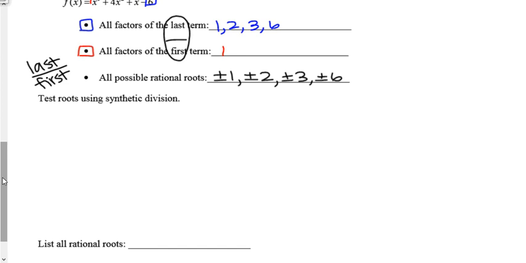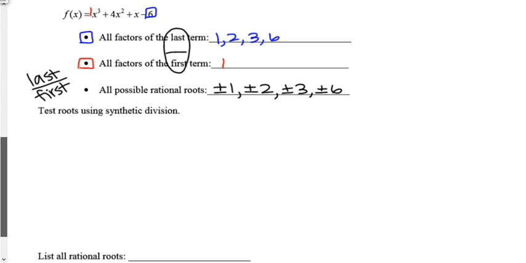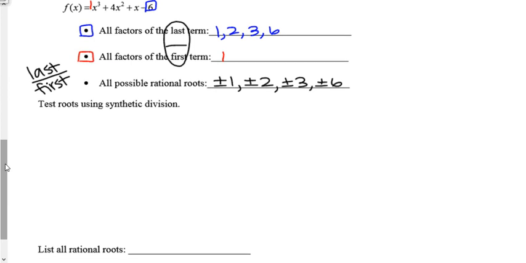So it says test roots using synthetic division. Well, we actually learned how to do this last class. So what we're going to do is test all of these until we do synthetic division and get a remainder of 0. So let's try one. I'm just going to start with positive 1. In my box, and then I have 1, 4, 1, and negative 6. So when I do synthetic division, I have to take all the leading coefficients and line them up right next to this little box. So 1, 4, 1, negative 6.